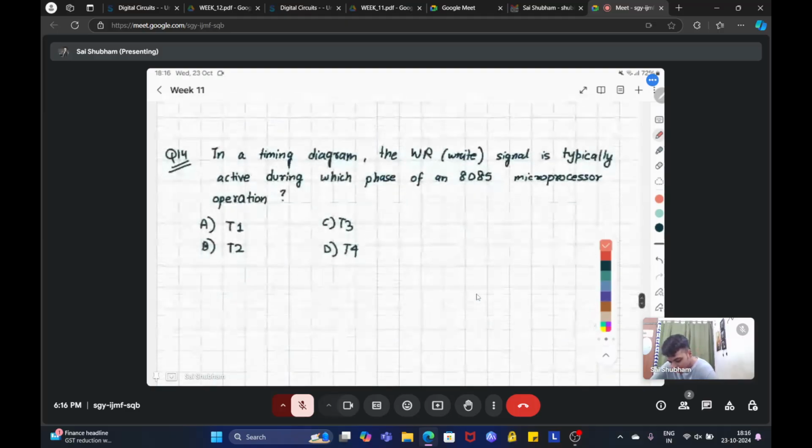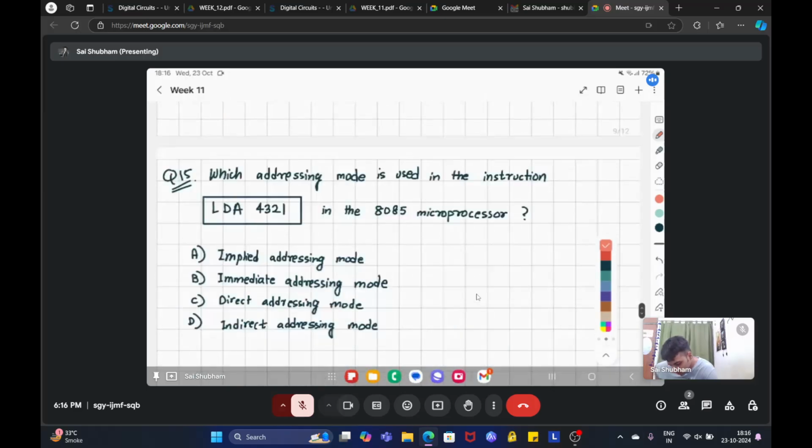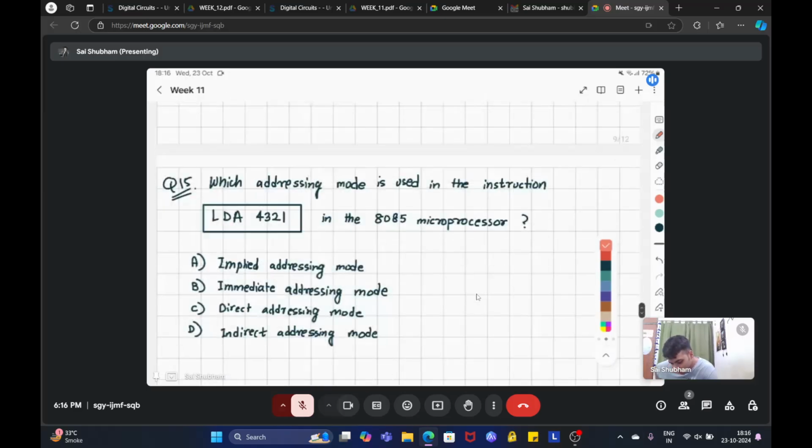Next question. In a timing diagram, the write signal is typically active during which phase of 8085 microprocessor operation? So it is basically T2. That you will have to check from the waveform diagram. The last question. Which addressing mode is used in the instruction LDA 4321 in the 8085 microprocessor?